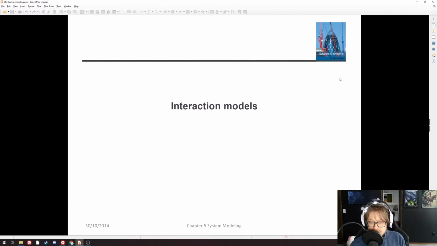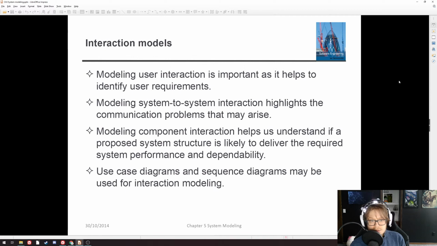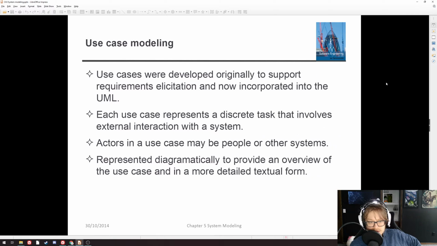So those are context models. Now let's look at some interaction models. Modeling user interaction with our system. That's obviously very helpful. It helps us identify different user requirements. So we want to model system-to-system interaction, user-to-system interaction, use case diagrams, sequence diagrams. Let's look at some of these things.